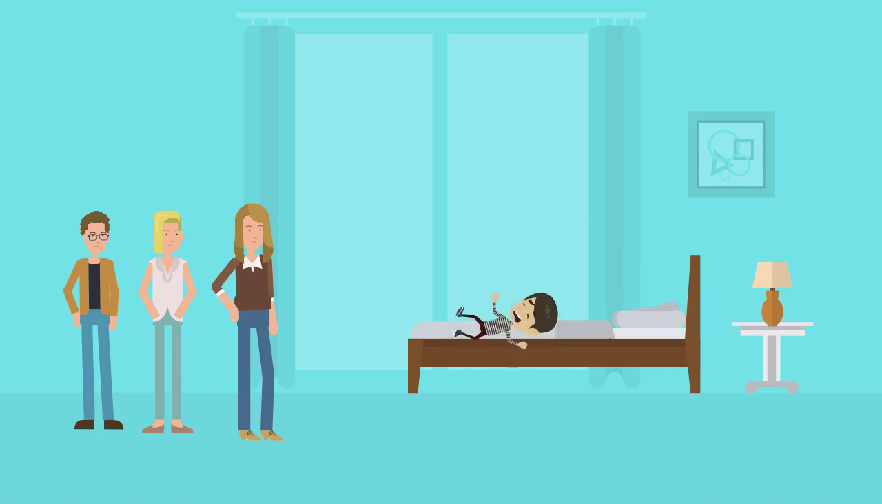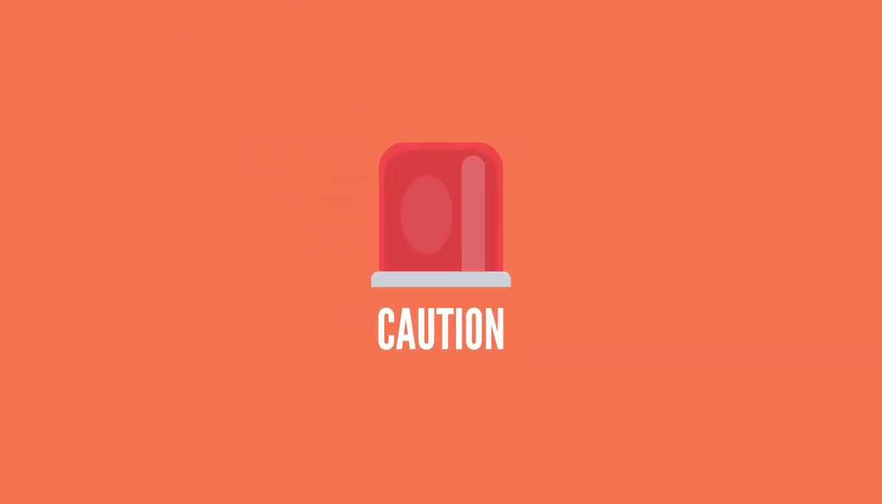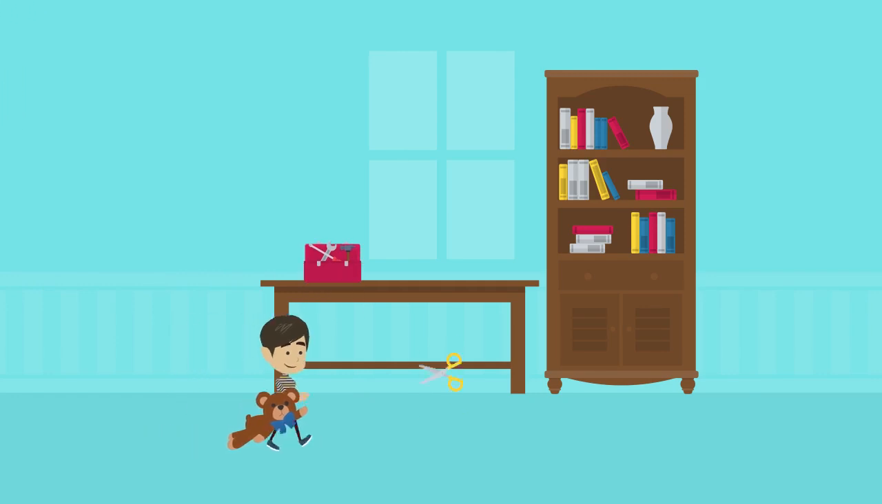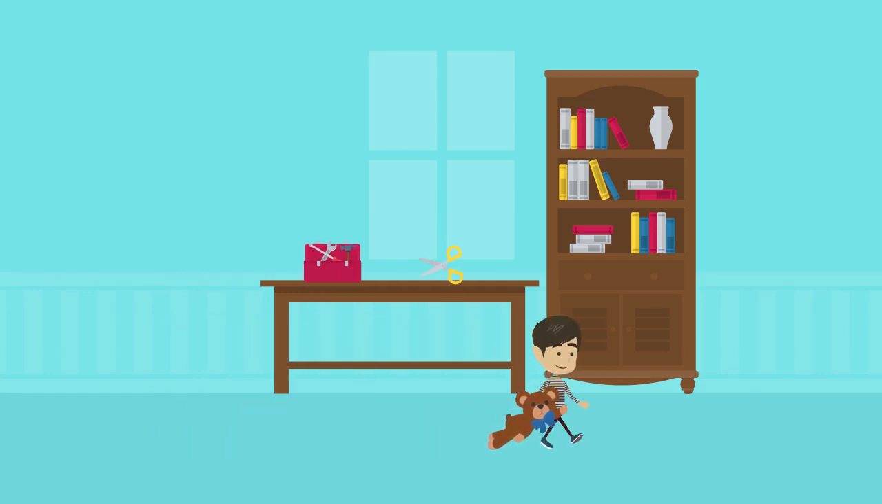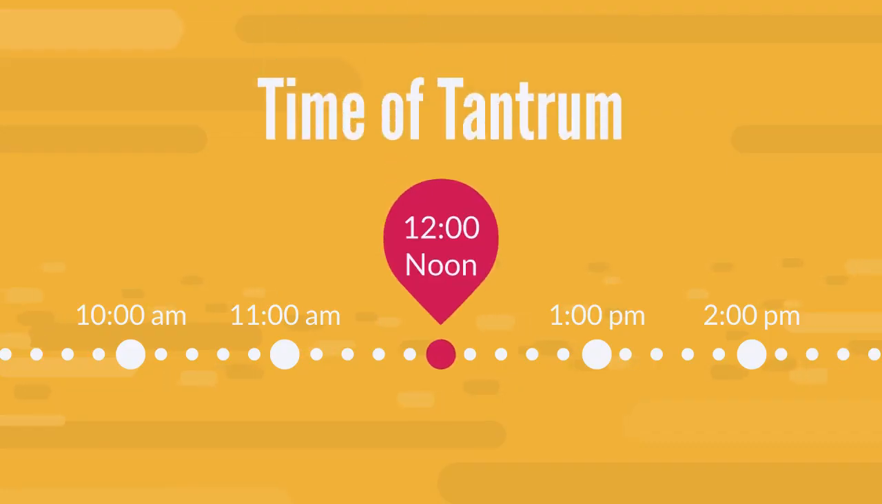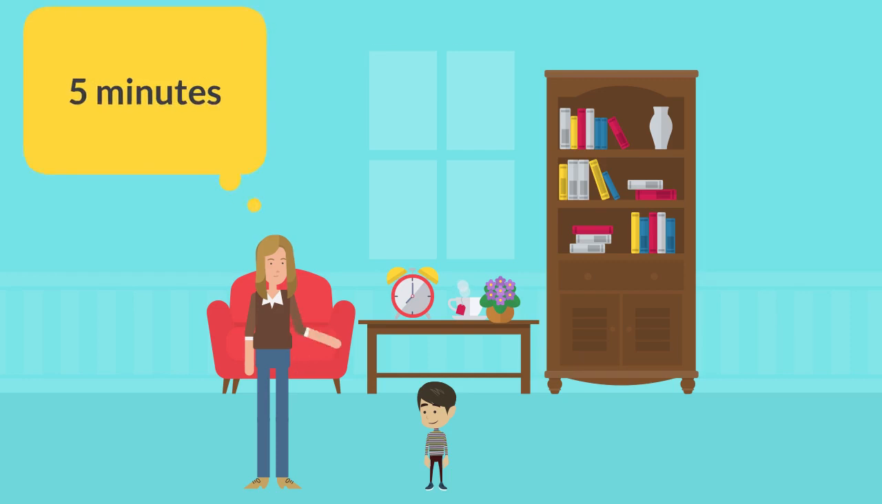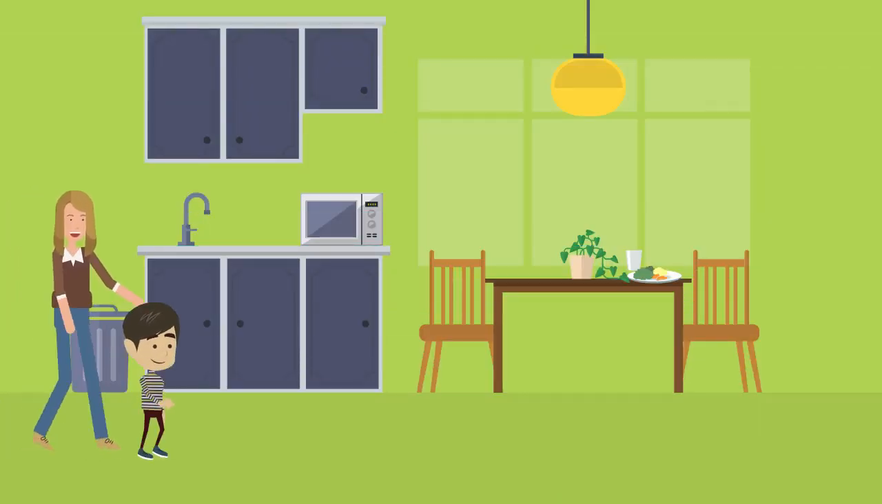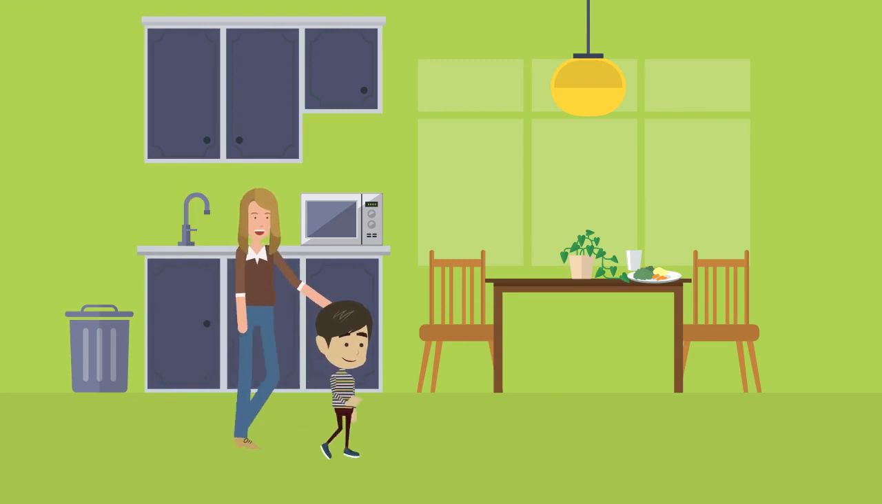Here are some important things to remember when implementing a BIP. Make sure Kyle is safe, so you may want to move all potential hazardous items out of reach. Mark the time of the start of the tantrum for data collection purposes, then follow procedures and give Kyle the verbal direction again. You can then safely help and guide him to complete the requested transition.